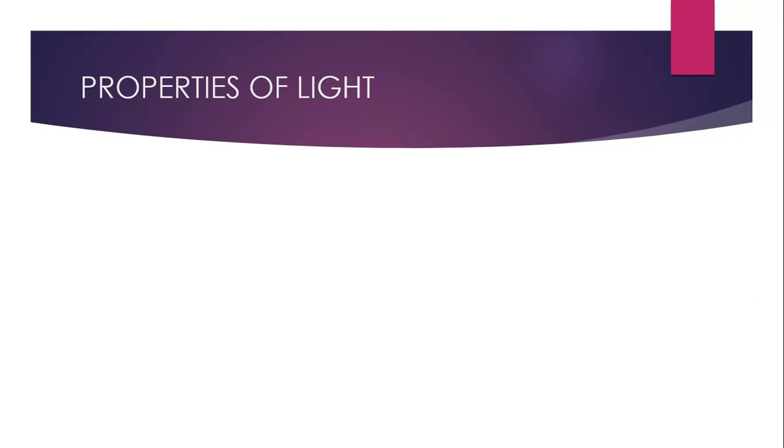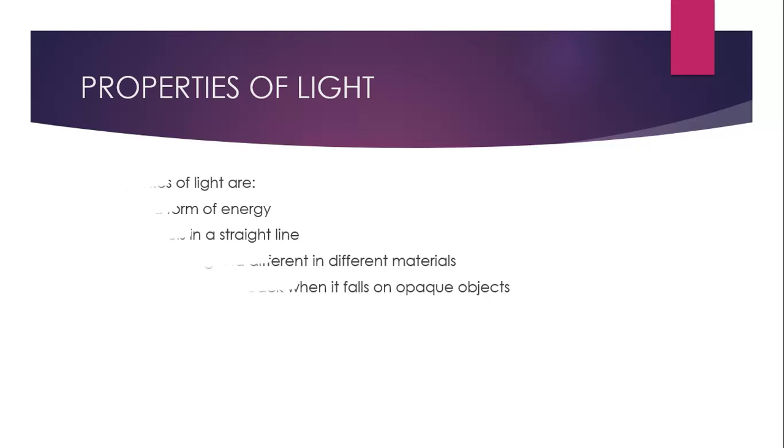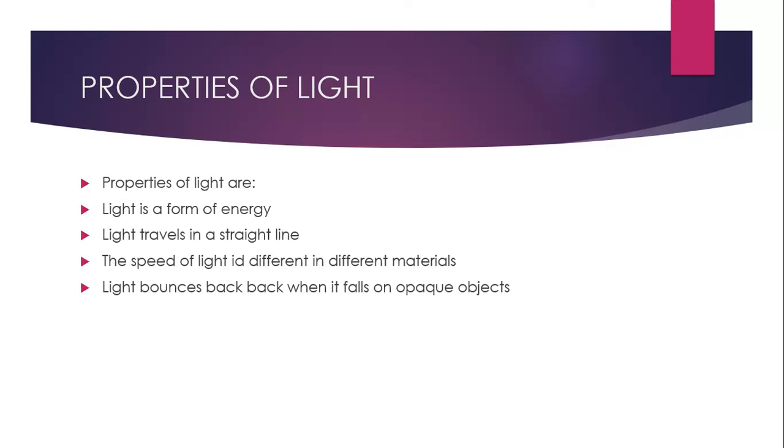Now properties of light. Here are just some pointers. I will explain it orally to you all. First, light is a form of energy. Plants use light energy to prepare its food through the process of photosynthesis.